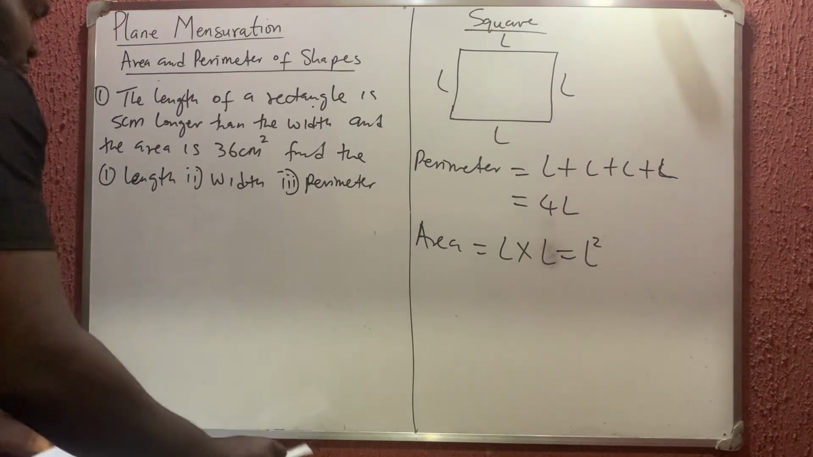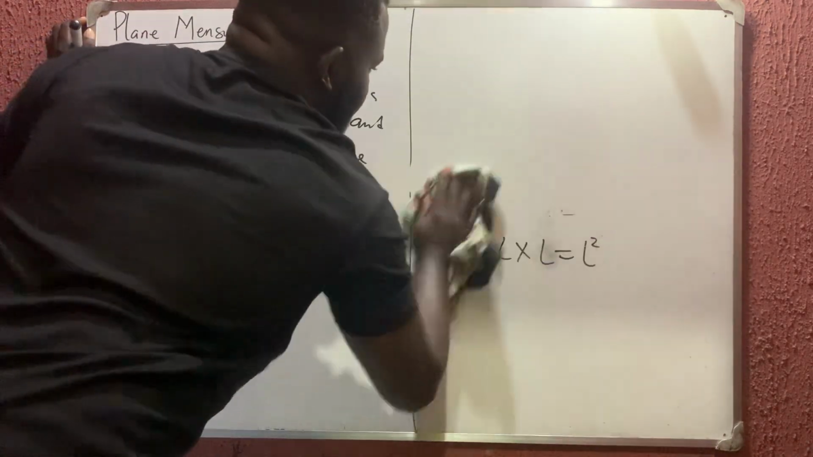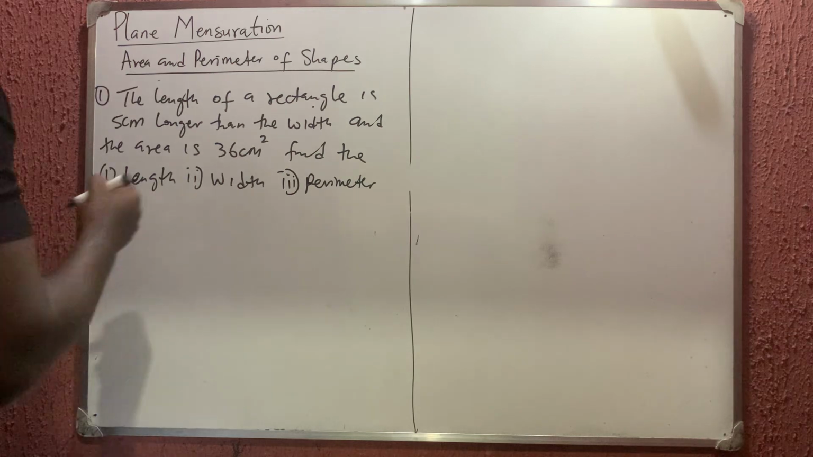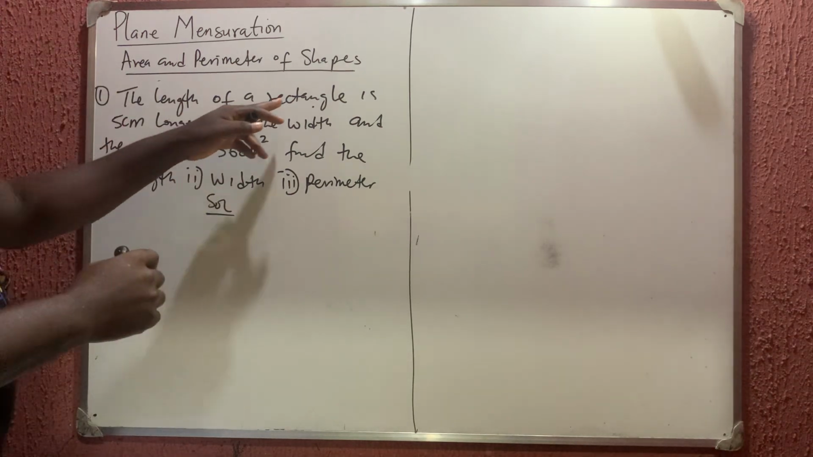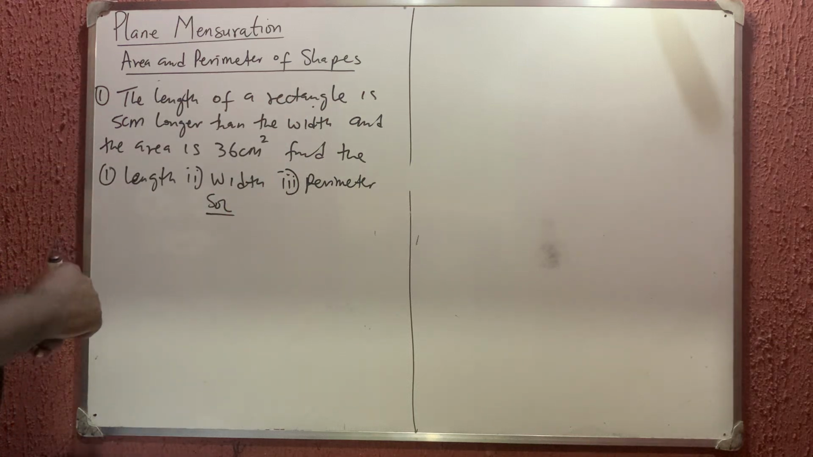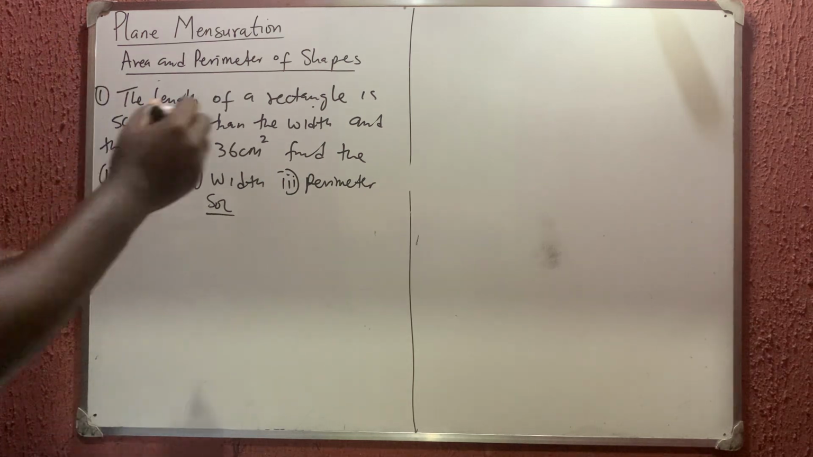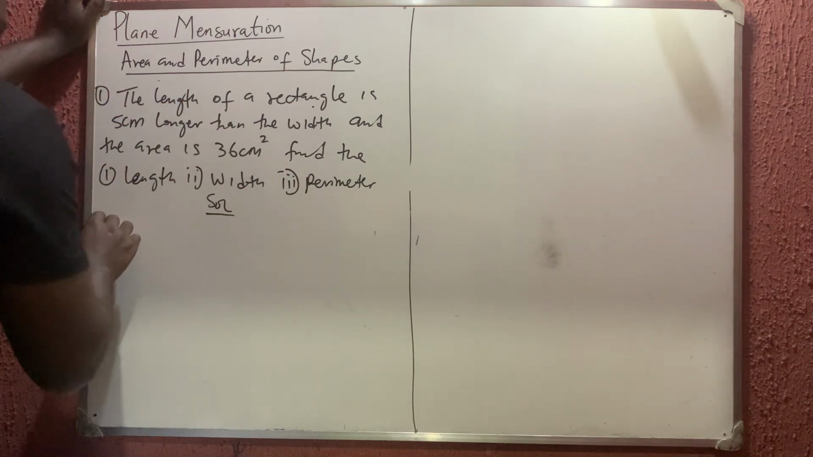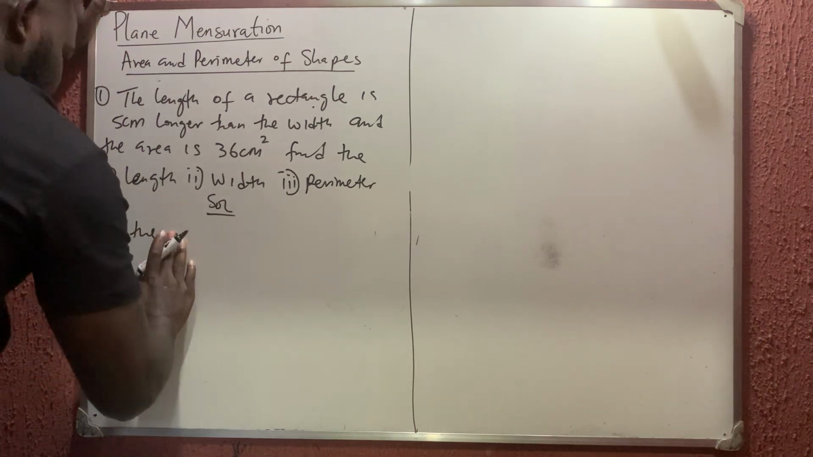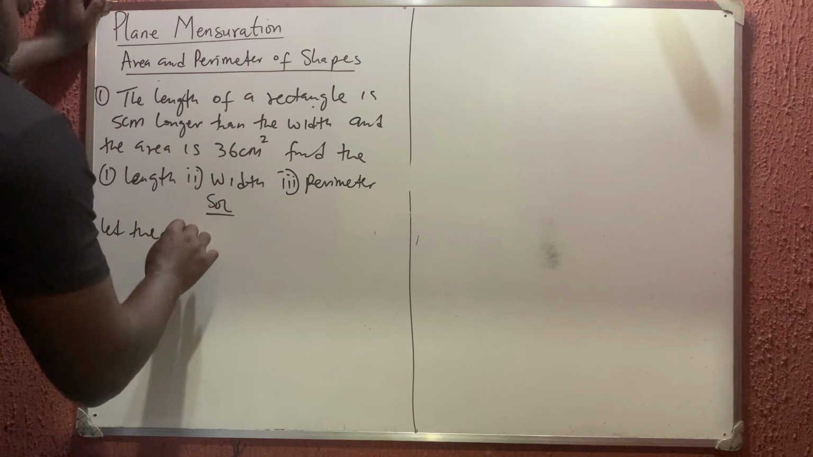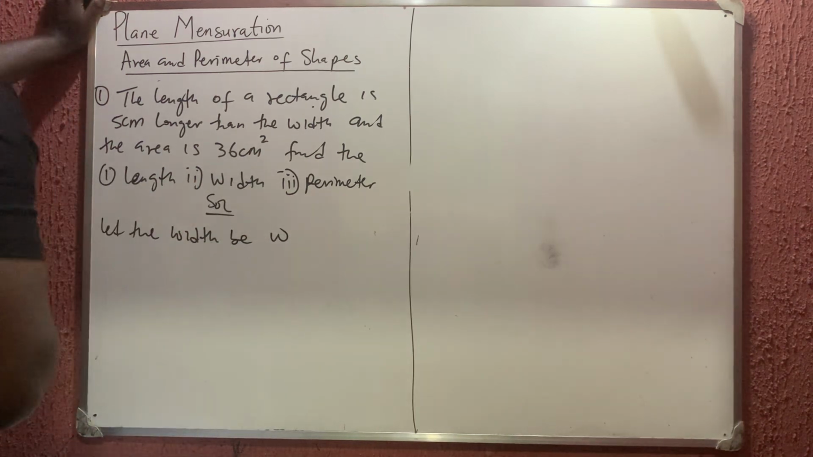Okay, so now this is a very simple question. They gave us something here. This is a word problem, so we have the solution. They told us that the length of a rectangle is 5 cm longer than the breadth, which means the length is longer. So we'll say, let the breadth or the width, you know that the width and the breadth are the same thing, let the width be W.